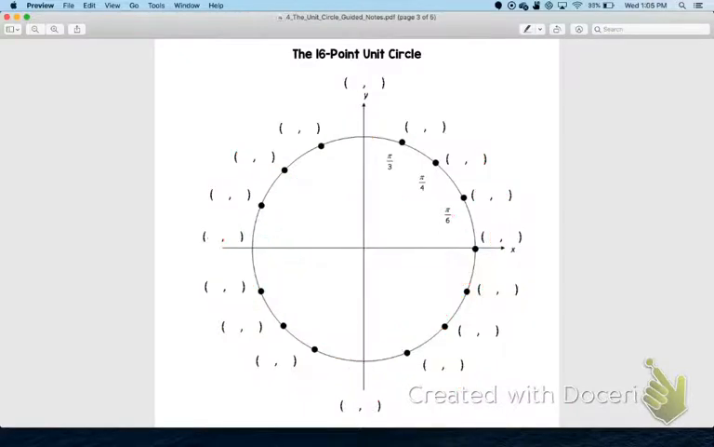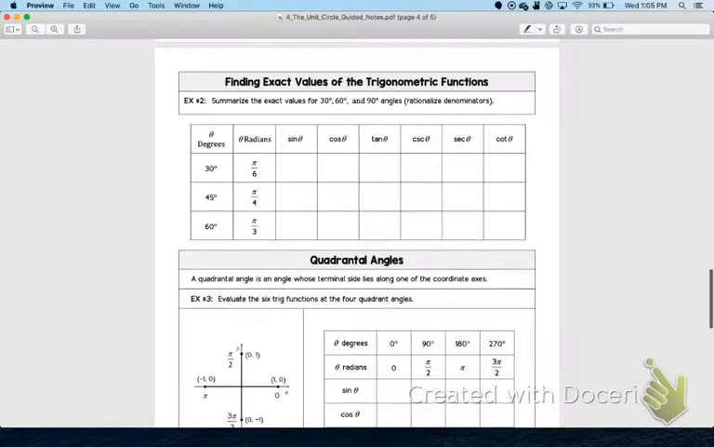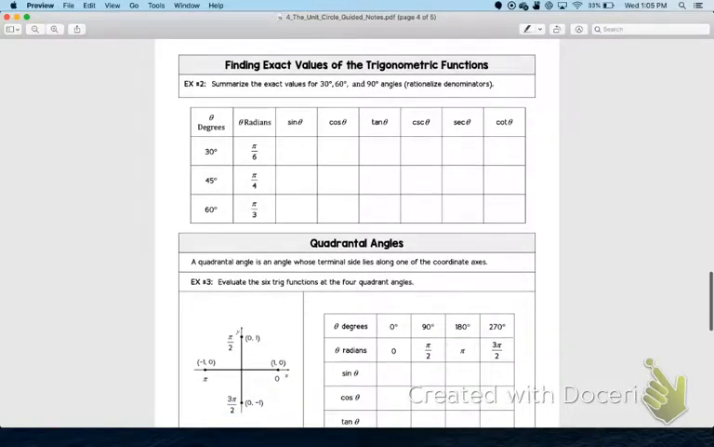All right, now let's keep on going. Example 2, now we're going to actually find exact values of the trig functions. So it says, summarize the exact values for 30 degrees, 60 degrees, and 90 degrees, rationalize denominators. All right, so here we go. Pi over 6. So remember, if we look up at our unit circle, pi over 6, our coordinate was root 3/2, comma 1/2, right? Because pi over 6 is 30 degrees.